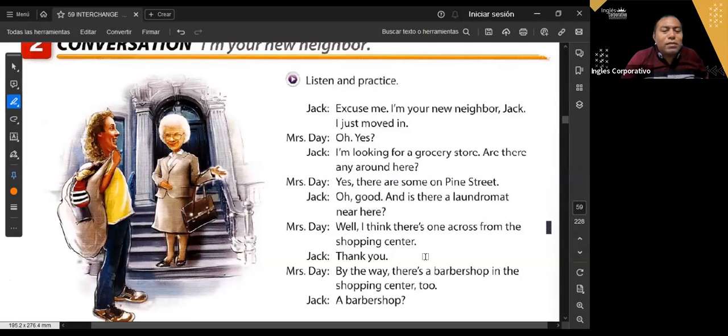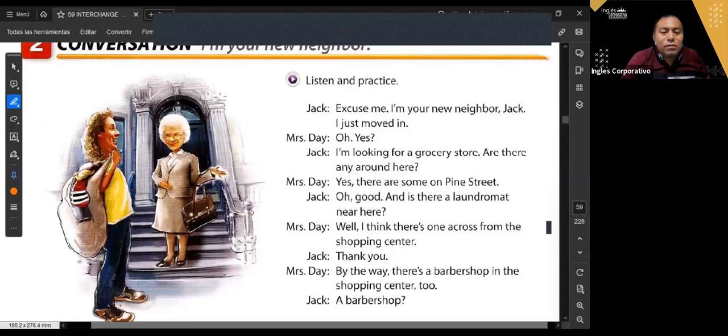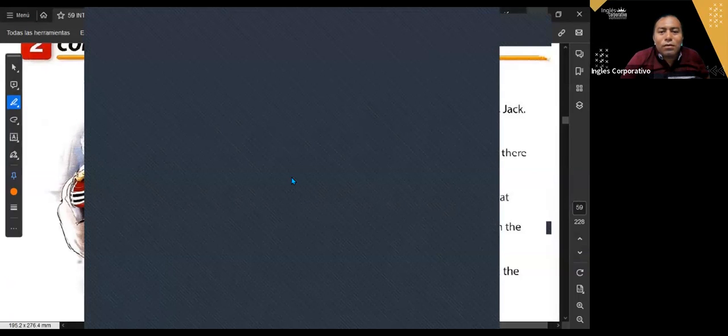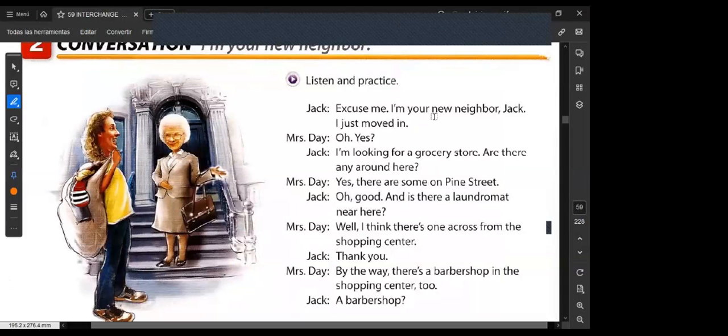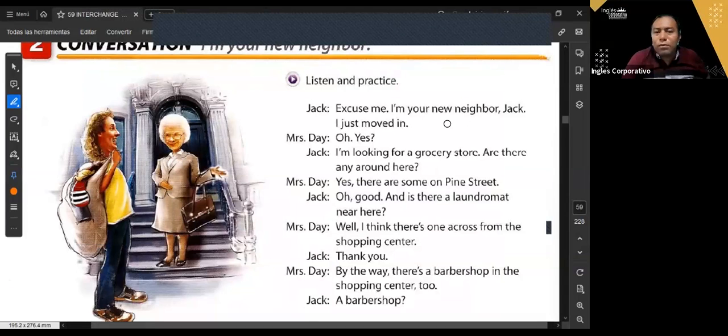Do you have any questions about this vocabulary or about the pronunciation? No question? No. Okay, now so you have I'm your new neighbor, Jack, right?